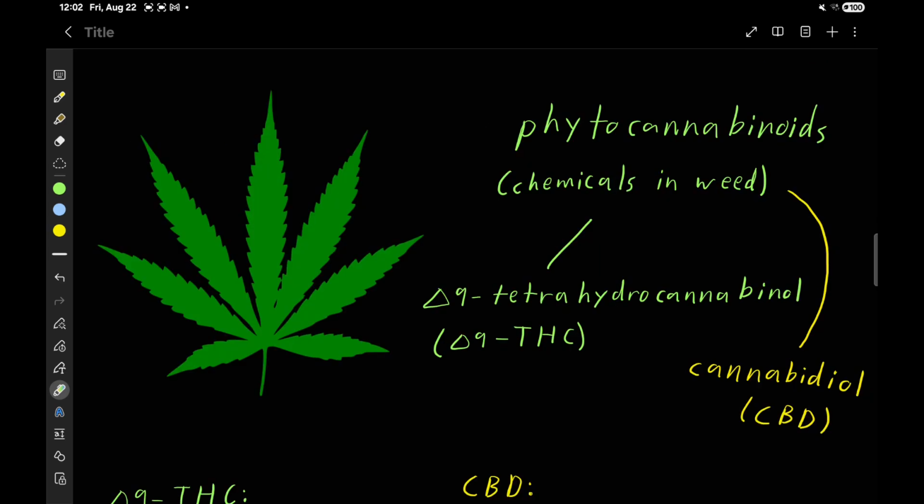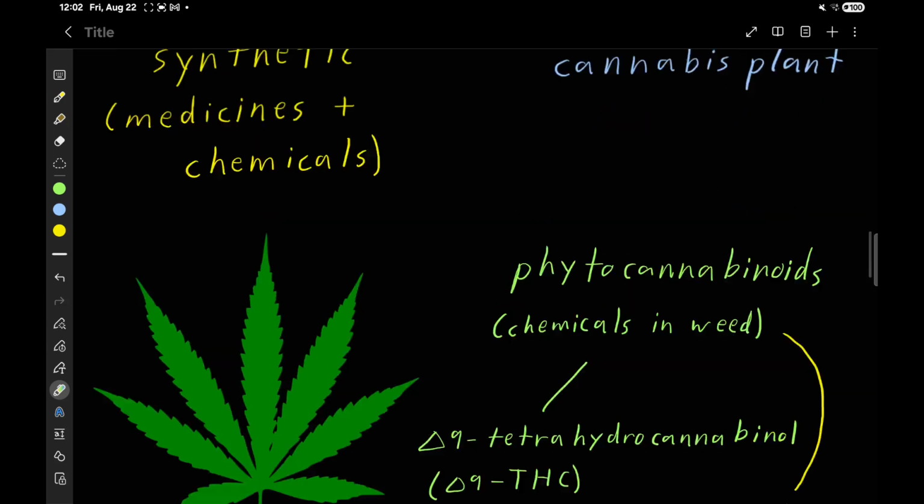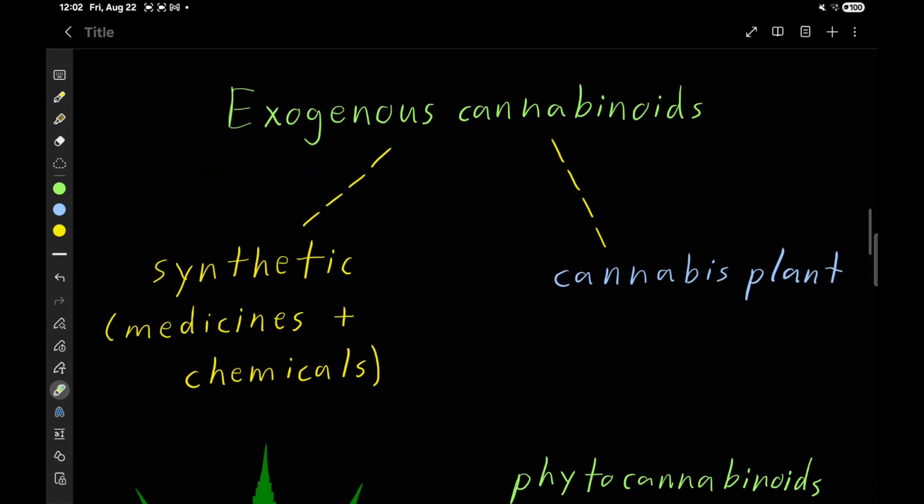Other than CBD and delta-9 THC, there are also other phytocannabinoids present in cannabis that contribute to other things such as the flavor of weed and the smell of weed. So that covers the cannabis plants. Now let's talk about synthetic exogenous cannabinoids.